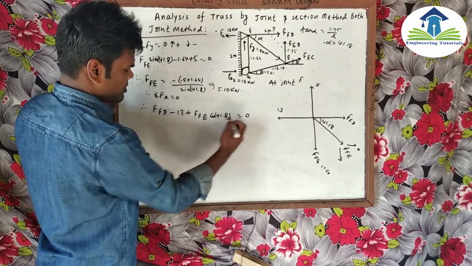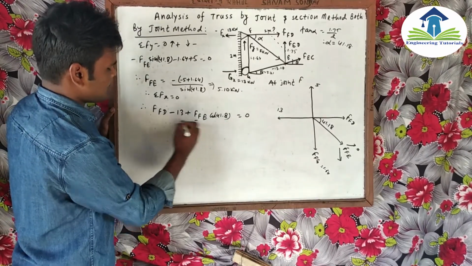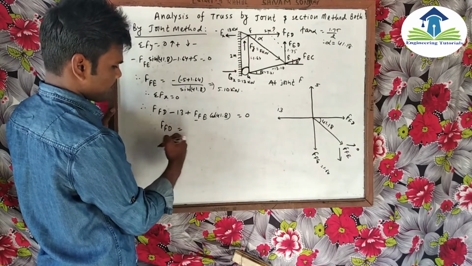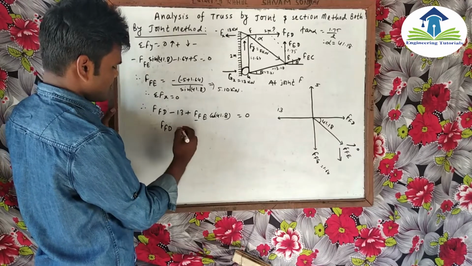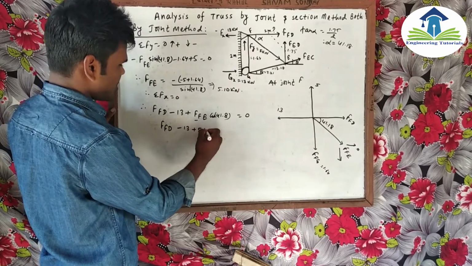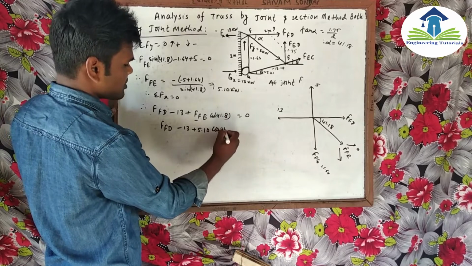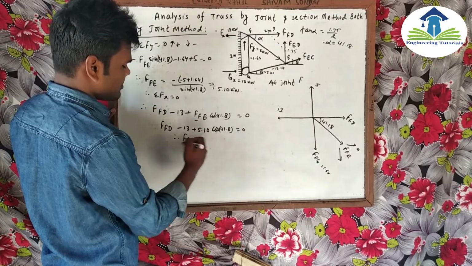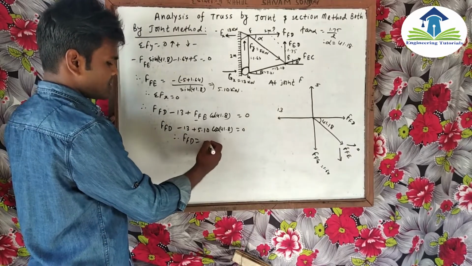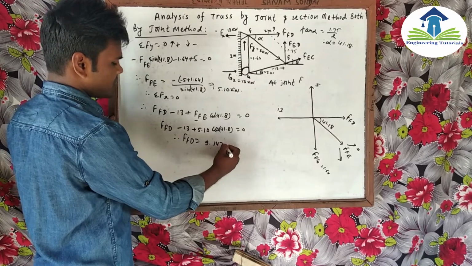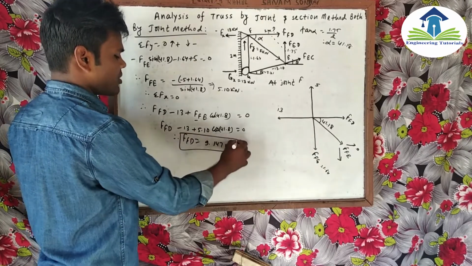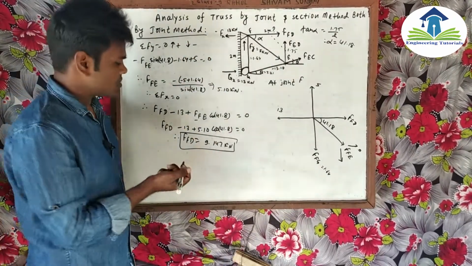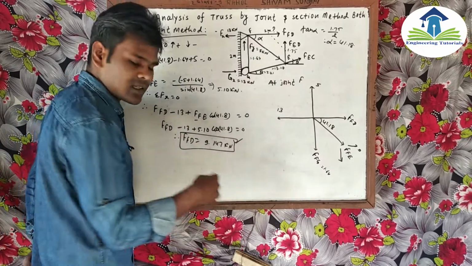After putting in the value of FFD, minus 13 plus 5.10 cos 41.80 is equal to 0. After calculating this, we can find the value of FFD, which is 9.147 kilonewton. This is one of the unknown reactions that we have to calculate, and it is also asked in our question. So one unknown reaction we have calculated.